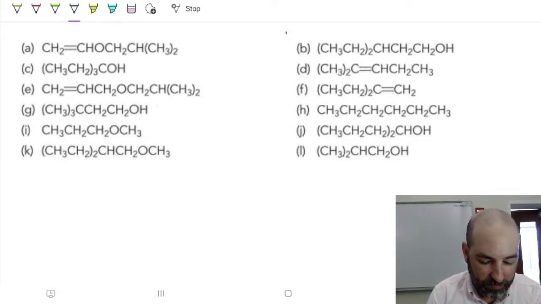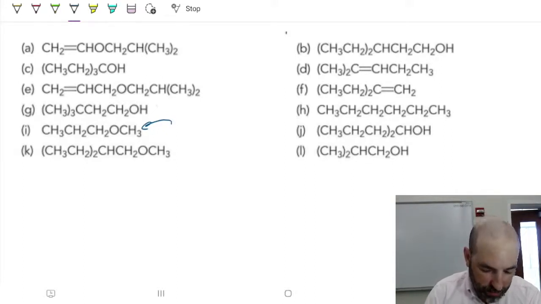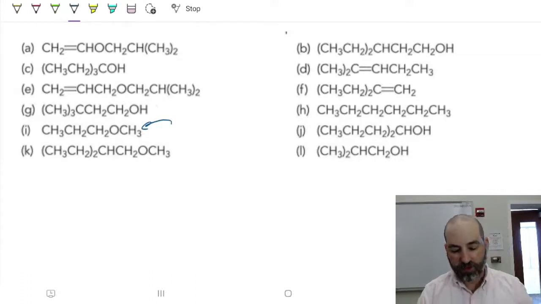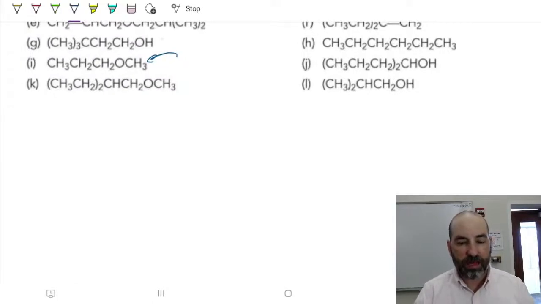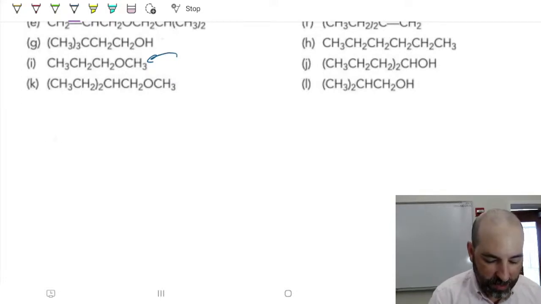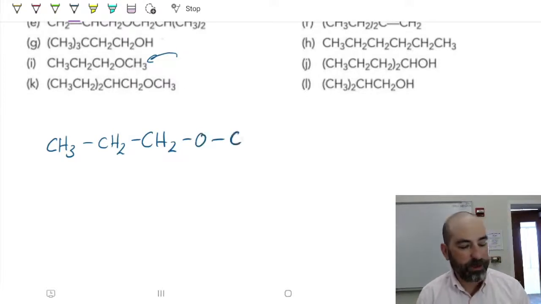Let's look at I, this one right over here, and we'll see what that one looks like. So we got CH2, CH2, CH2, O, CH3. There's nothing strange here. There's no parentheses or other things we have to worry about. It's just a standard linear structure. What I always like to do if we're trying to draw a Lewis structure is just expand it out, but keeping the groupings together to give us a sense of how it's connecting. So for this one we might go CH3, CH2, CH2, O, CH3. So we have something like that.